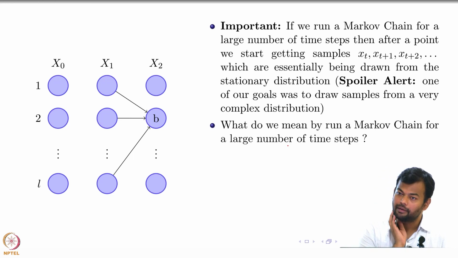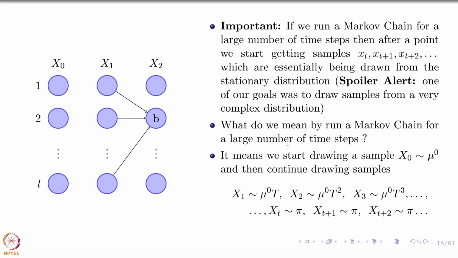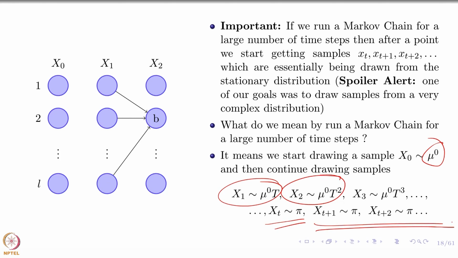And what do we mean by running a Markov chain for a large number of time steps? It means that starting from time step 0, you'll draw a sample according to the distribution mu naught. Then at time step 1, you'll draw a sample according to this distribution. At time step 2, you'll draw a sample according to this distribution, and you'll continue doing this. At some point, you will of course reach the stationary distribution, and from there on, if you continue drawing samples, then you will get samples from the stationary distribution pi. So this is what I mean by running the Markov chain for a large number of time steps.